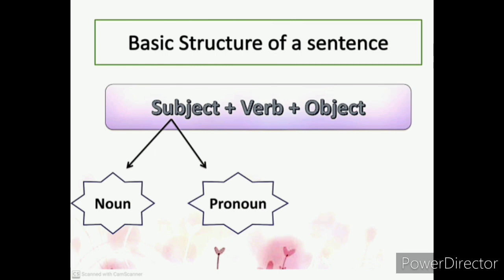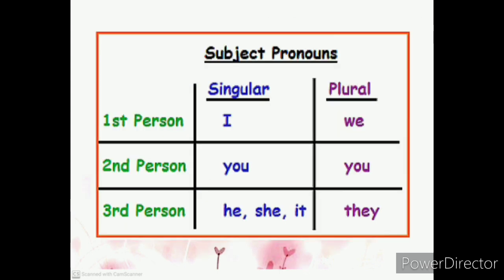Subject can be a noun or a pronoun. So the subject pronoun has been categorized as first person, second person and third person. In first person we have singular I and plural we. In second person, you is used in both singular and plural form. In third person, we use he, she, it or any singular name, and plural they. So according to the tense and the subject, we use various forms of verbs and helping verbs.